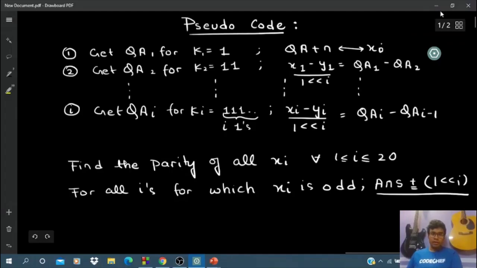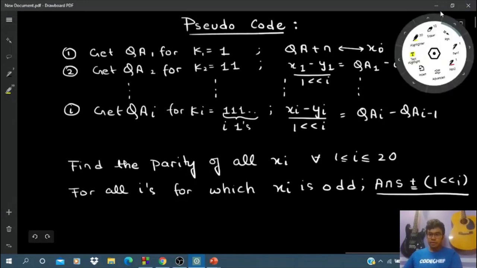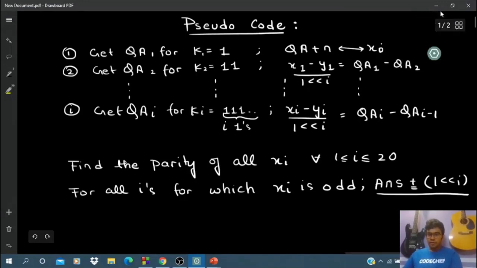So for QA of i, for k equal to i with the i ones, we know that xi minus yi divided by 1i is equal to QA of i. So this is wrong. It should be QA of i minus 1 minus QA of i. For example, in this case, it was 1 minus 2. So it's QA of i minus 1 minus QA of i.